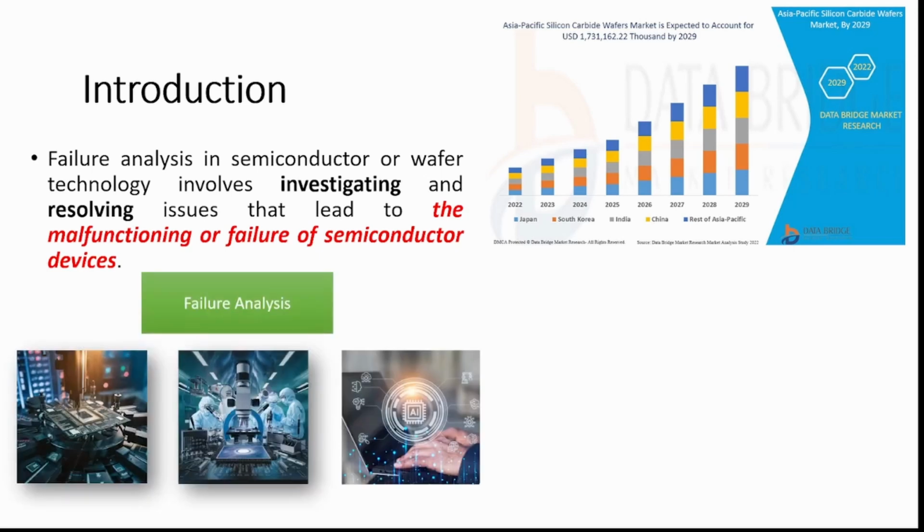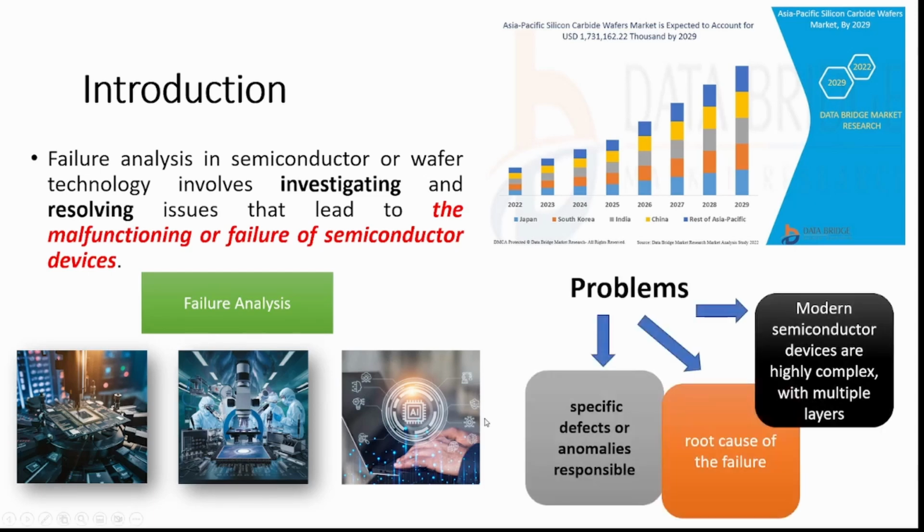The failure analysis is basically done by manual observation with the naked eye, and by the naked eye with machinery. Recently we have been looking into proposing AI methods to do the failure analysis instead of using humans and machines. There are several problems to be addressed by this product. We need to be clear and specify the defects or anomalies responsible in each wafer technology that we use. The root cause of the failure might be a problem for the analysis process. Finally, modern semiconductor devices are highly complex and consist of multiple layers, which makes it difficult for the human eye to see several layers at the same time.